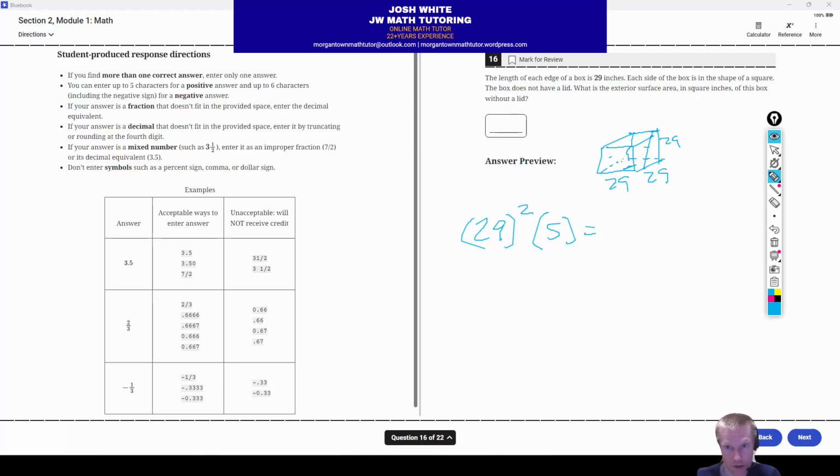There's no top because it says it does not have a lid. So you take 29, you square it, you multiply it by 5, and that's just 4205. That's going to be the total surface area of this box.